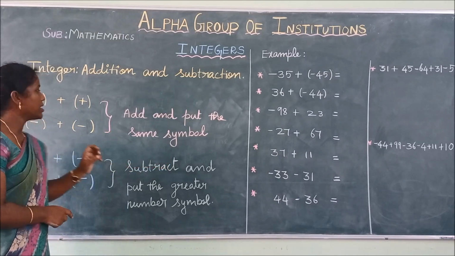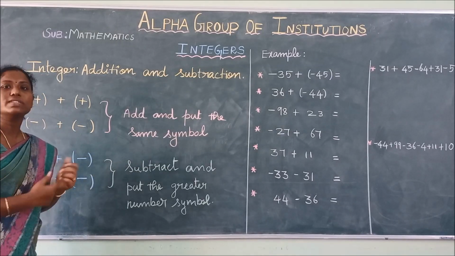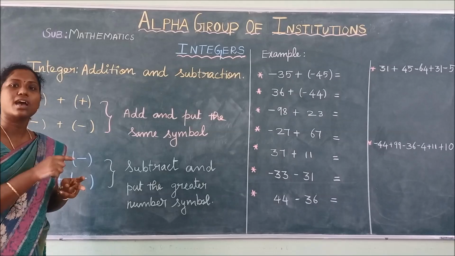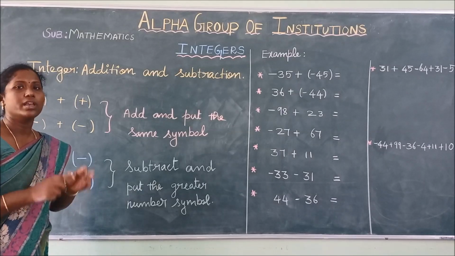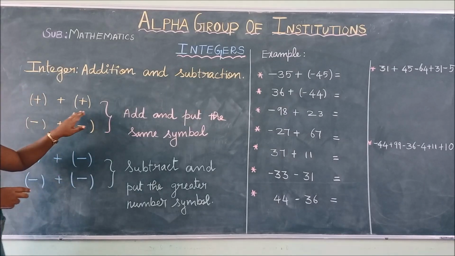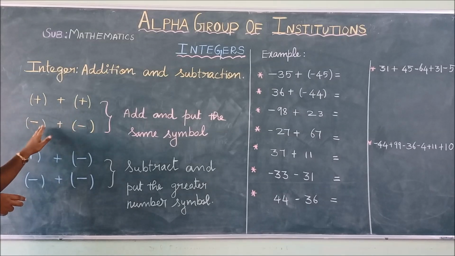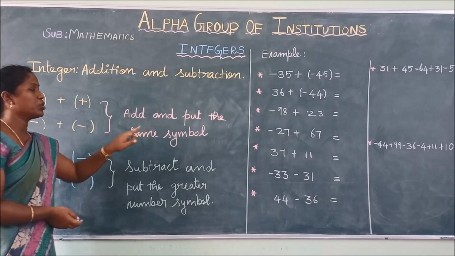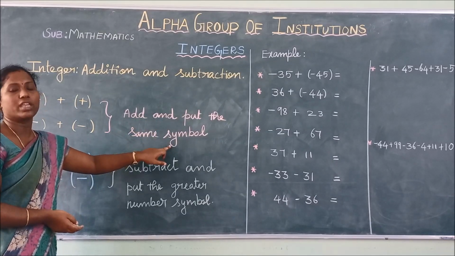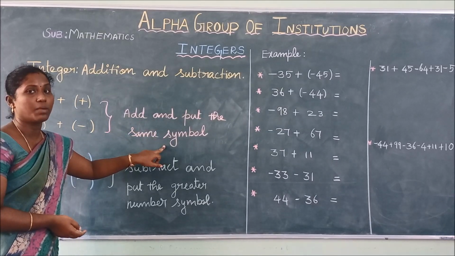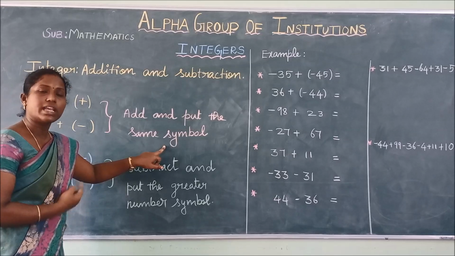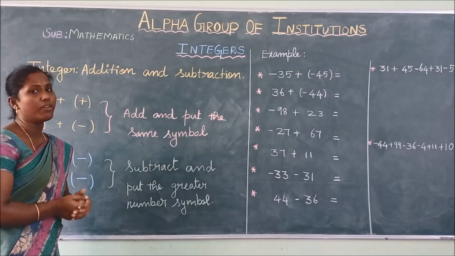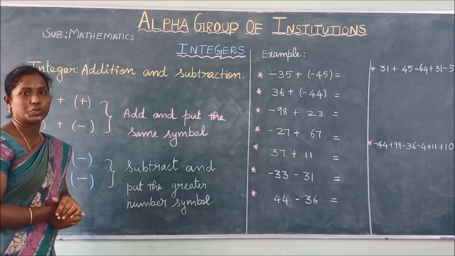Are you clear? If you are adding two numbers with the same symbol, maybe both are positive or both are negative, what we have to do is add and put the same symbol. If it is positive numbers, the answer will be positive. If you are adding two negative numbers, the answer will be negative. This is the first rule.